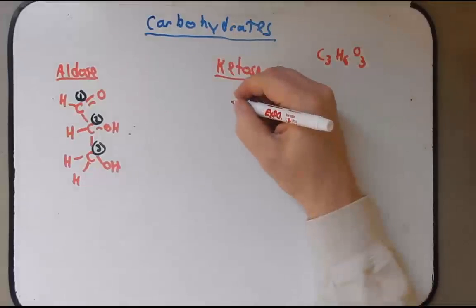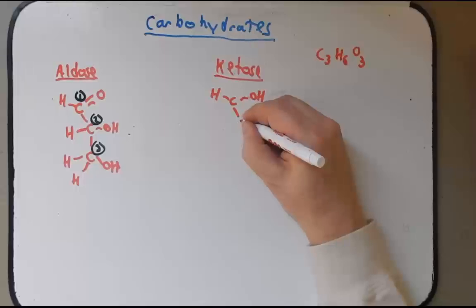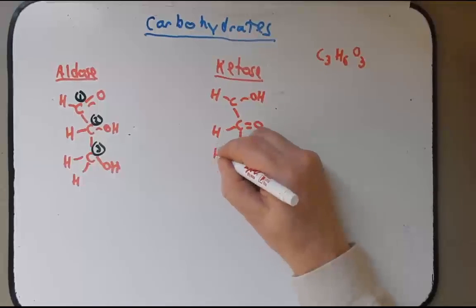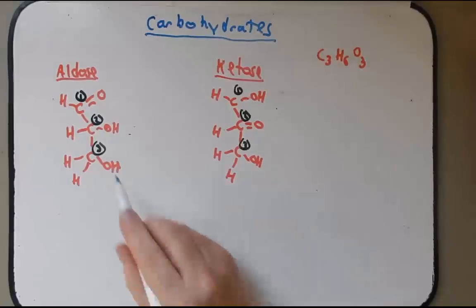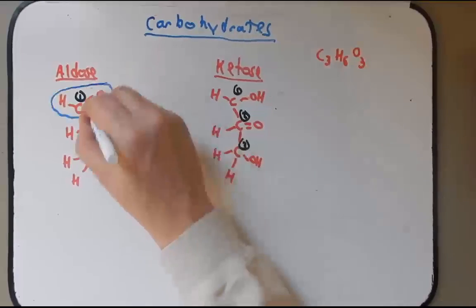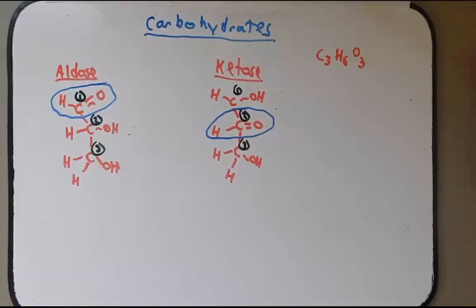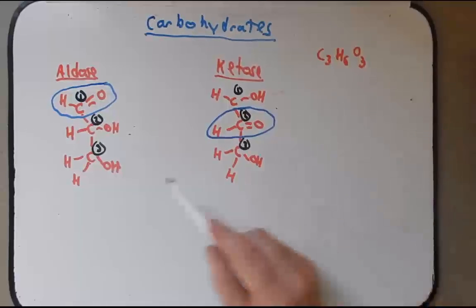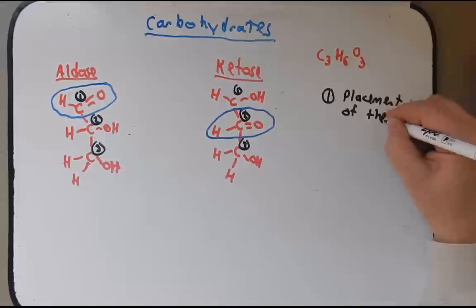So let's draw the ketose. We have our carbon and our hydroxyl group with a hydrogen. We then have our carbonyl here, and a carbon with a hydroxyl and the hydrogens. So you can see that the only difference here is the positioning of the carbonyl, with the aldose having the carbonyl up here at the first position, and the ketoses having the carbonyl at the second position. So this is the first way that carbohydrates with the same atoms can be different carbohydrates. And so that first way is placement of the carbonyl.